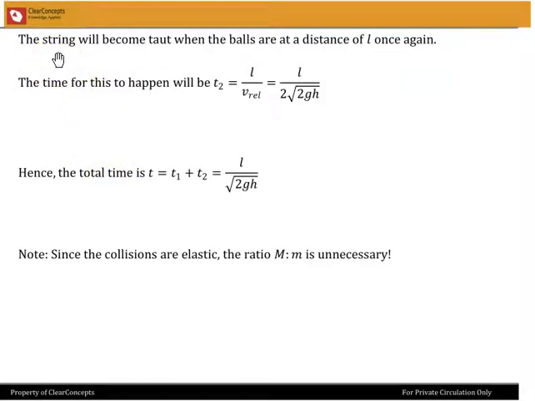Now the string will become taut when the distance between the balls has become L again. They've collided, distance became 0, they're moving apart now, and the distance needs to become L. So this will take a time t2, again distance divided by relative speed, you get L divided by 2 root 2gh, and so the total time taken is just the sum of t1 plus t2, which is L divided by root 2gh. And please note, just as an aside, because we have been given that the collisions are elastic, the ratio of capital M to small m does not affect the outcome.